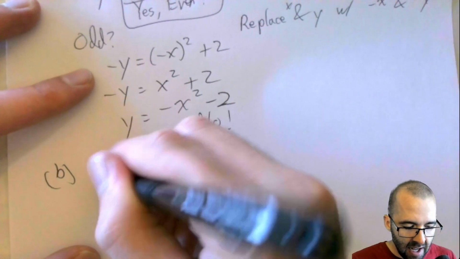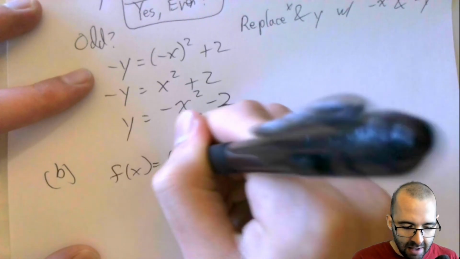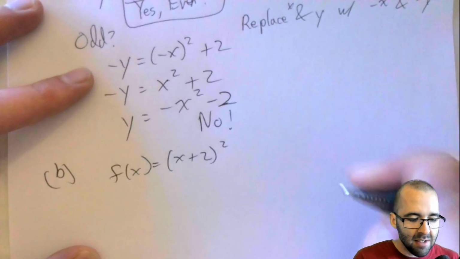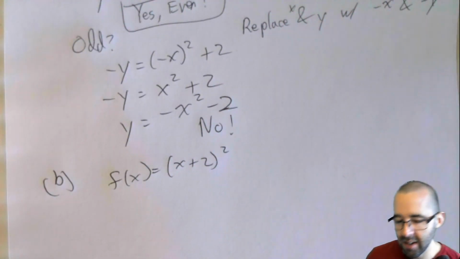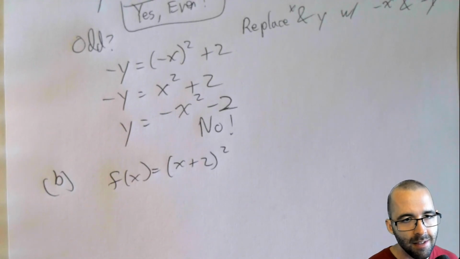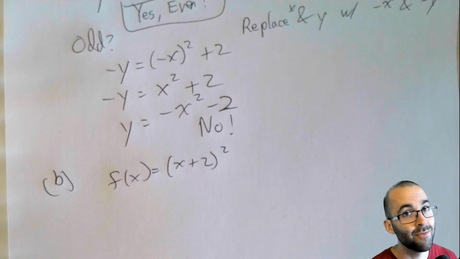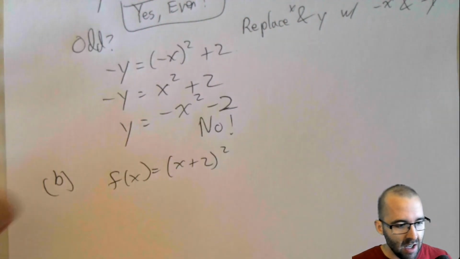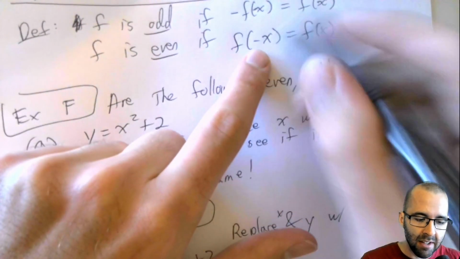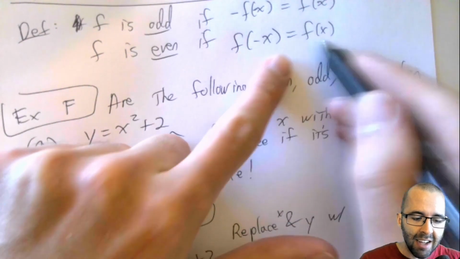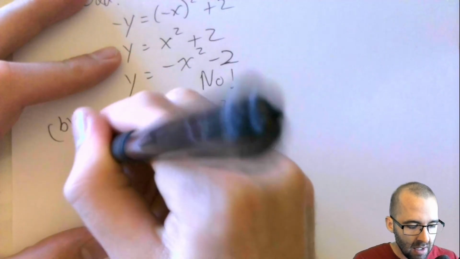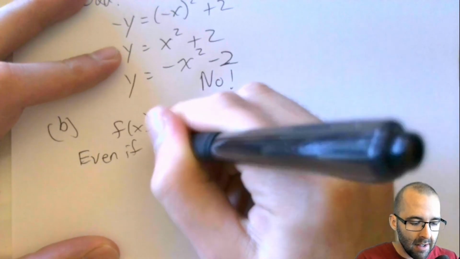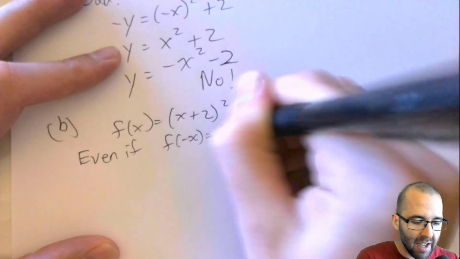Let's look at f of x equals x plus 2 squared. And you might say, Jason, this is just a quadratic. It's going to be the same thing. All quadratics are even, aren't they? Let's see. Remember the definition. It's even if f of negative x is the same as f of x. That's our definition.